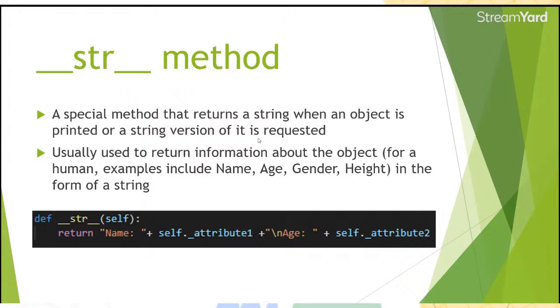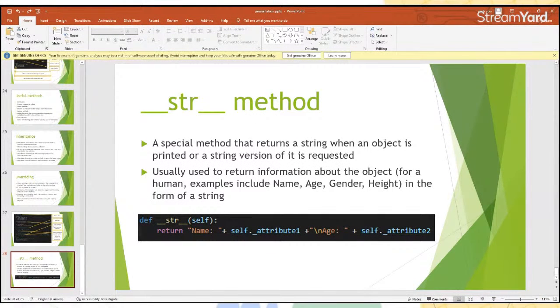For example, for a human, I want to include the name, the age, the height, the gender, and that sort of thing. And then you print them in the form of a string. So if a print function is trying to print an object, usually you can't really print an object, it doesn't really make sense, but if you define the str method, then you will be allowed to print an object. Okay, that should be it for the slides.